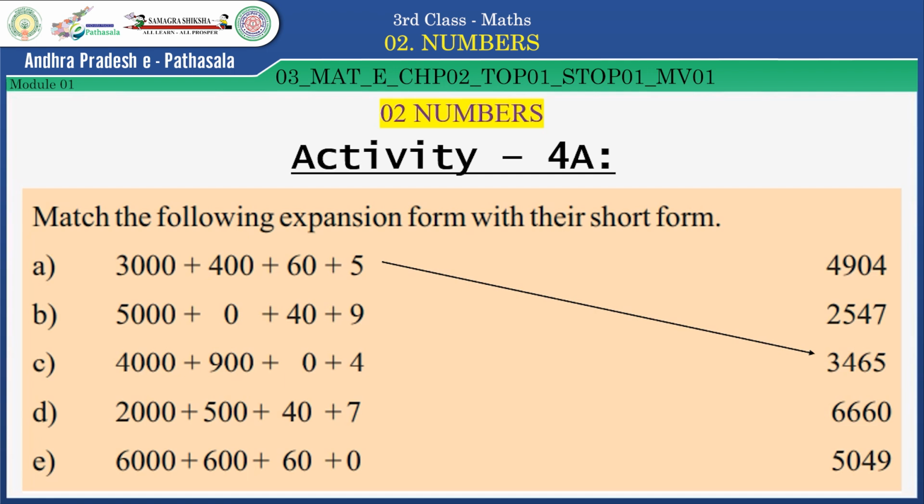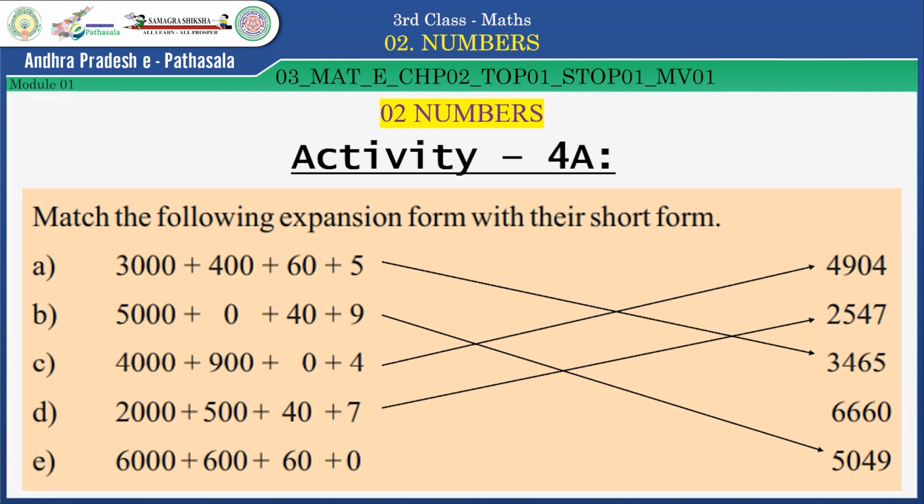Yes, it is 5049. Similarly, what is the shortened form of next expanded form? Yes, it is 4904. Similarly, what is the shortened form of next expanded form? Yes, it is 2547. Similarly, what is the shortened form of next expanded form? Yes, it is 6660. Students, let us move to the fourth assessment.